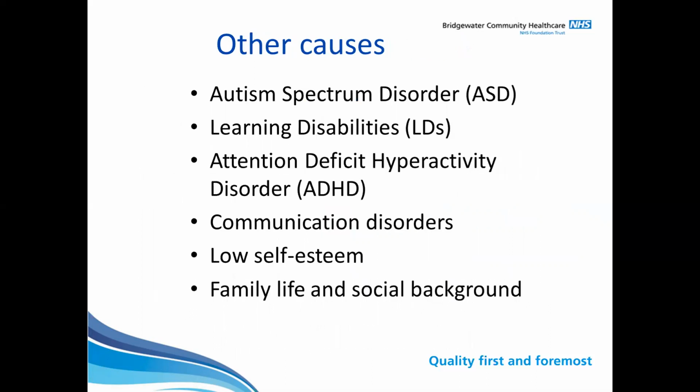Some other factors that might cause someone to be socially unskilled are autism spectrum disorder, or ASD, learning disabilities, attention deficit hyperactivity disorder, or ADHD, communication disorders like speech and language difficulties, low self-esteem, family life and social background, as research has shown that children who have gone through the care system with inconsistent role models typically come from family life that hasn't had the same experience of good role models around to support.